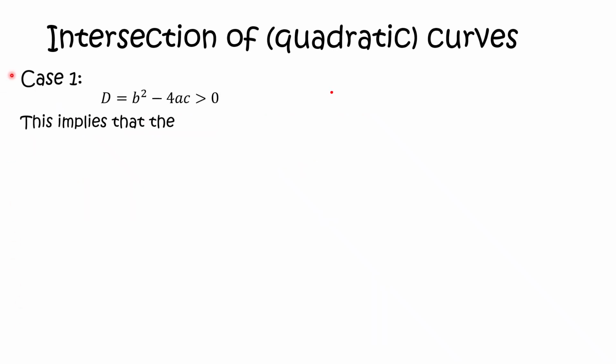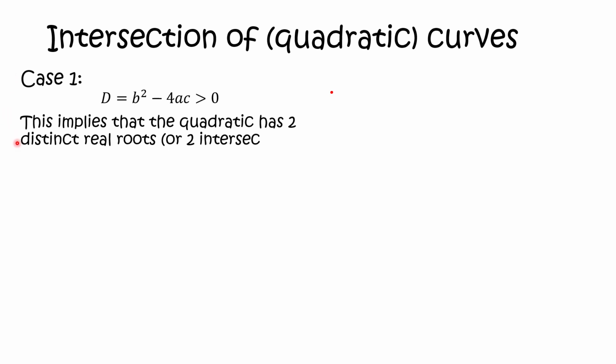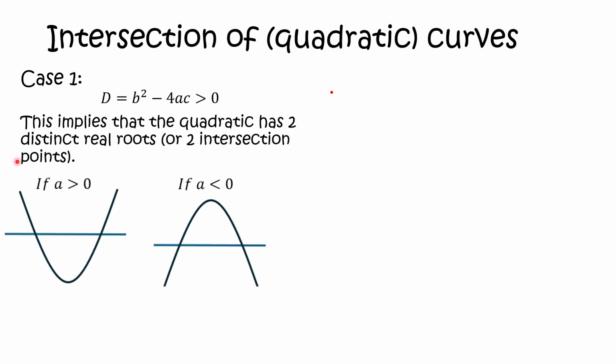Case 1. Where the discriminant is greater than 0, this would imply that we have 2 distinct real roots or 2 intersection points. Where a is greater than 0, it implies that we have a minimum vertex, and for a less than 0, we have a maximum vertex with 2 intersection points, as we can see, 1 there, 2 there for both graphs.